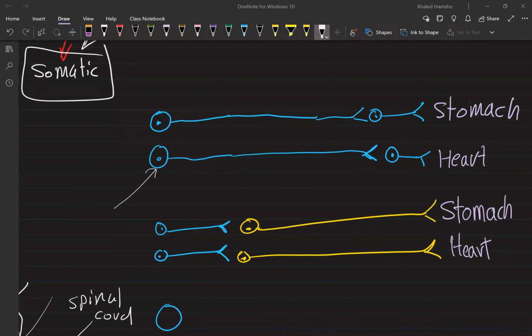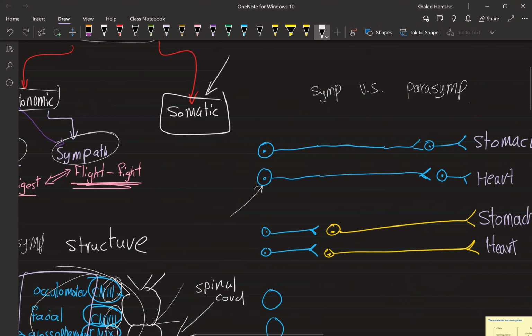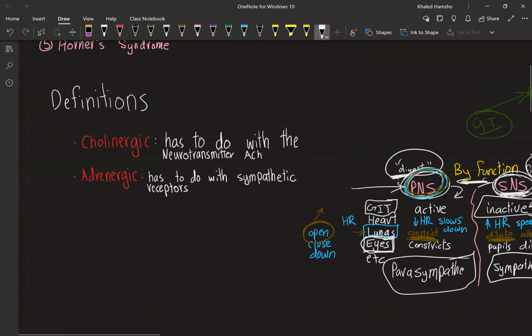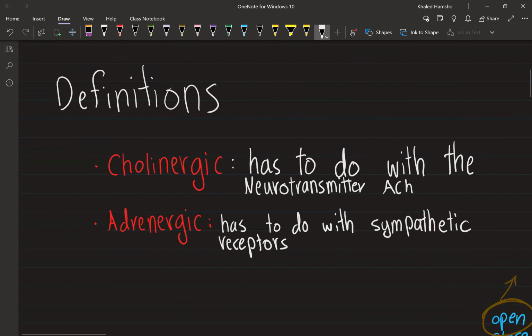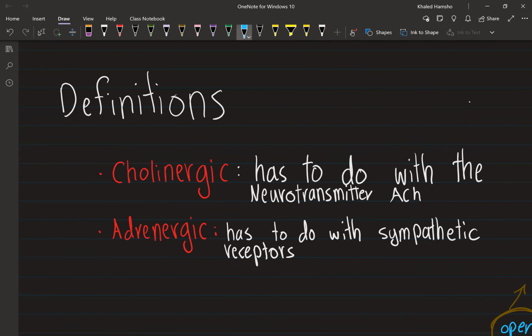So let's discuss the differences between the sympathetic versus the parasympathetic. Before we do this, I want to quickly define something. In the lecture, on the first slide, Dr. Abdul-Jabbar wrote a question about cholinergic, adrenergic, whatever. So let's quickly define those.